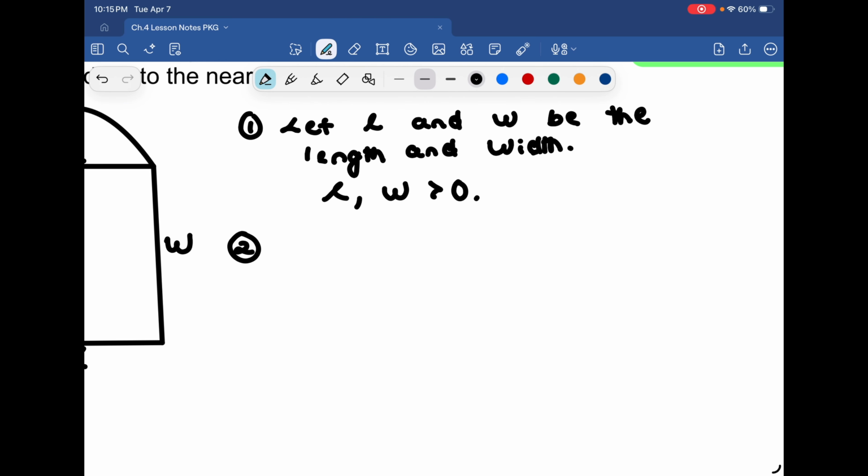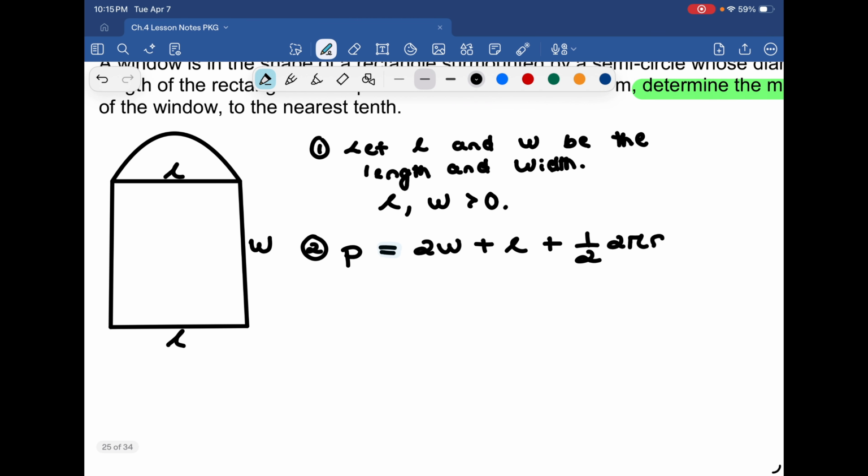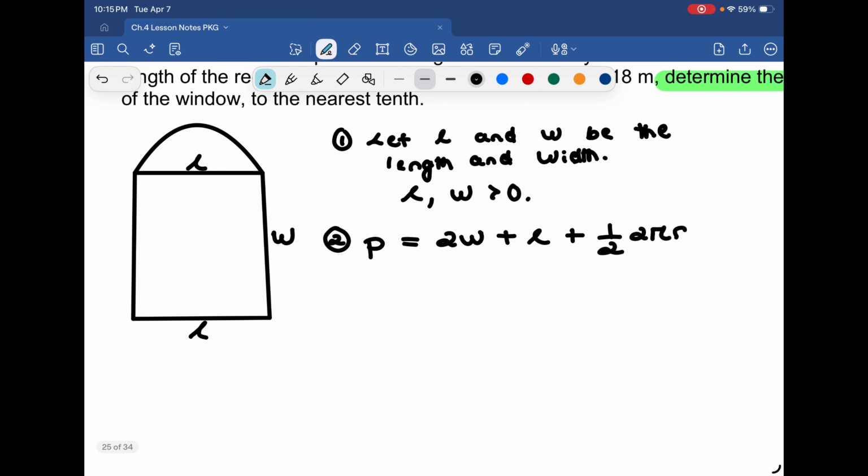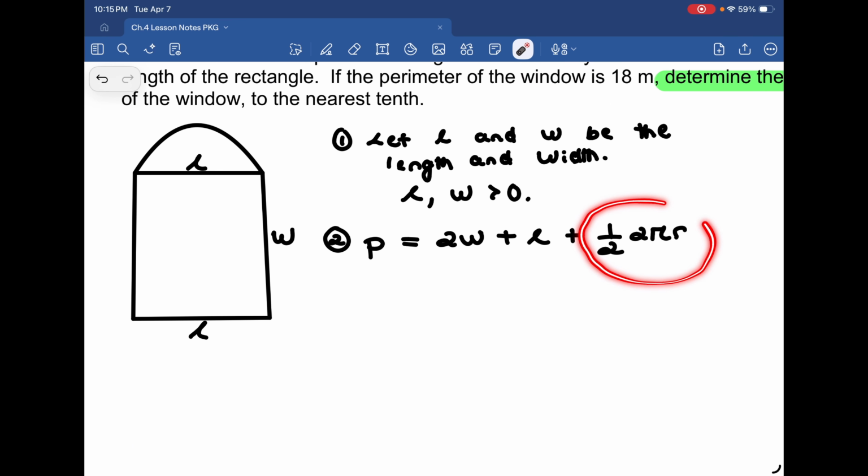So step number 2, the perimeter is equal to, we have 2 W's plus 1 length plus half a circle, which is half 2 pi r. Because we know 2 pi r is going to represent the perimeter of a full circle. So if we only want half of it to get the half surmounted part of the circle, it's a half of the circumference of a circle. The 2W is 1W and the second W, and then the 1 length comes from the bottom here.